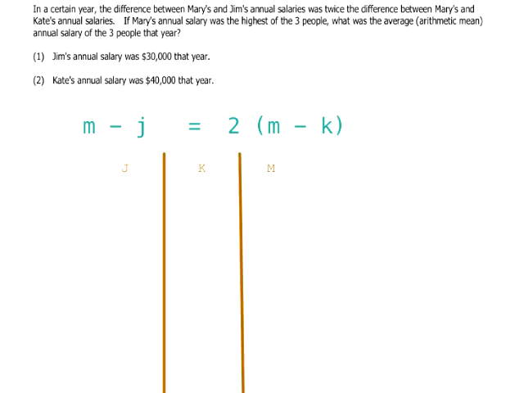And then for the two statements, remember the goal is to try to get two different numbers in there. So for statement 1, you have to pick 30,000 for J. Let's just put 30, so we don't need to keep putting the zeros there. So if M is, let's say, 50, then M minus J is 20. So that means that that would have to be 10, and so K would have to be 40, and then the average is 40.